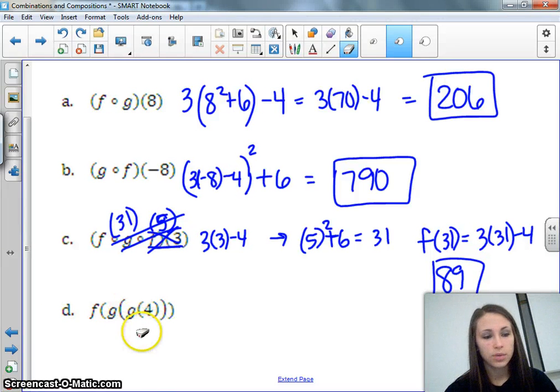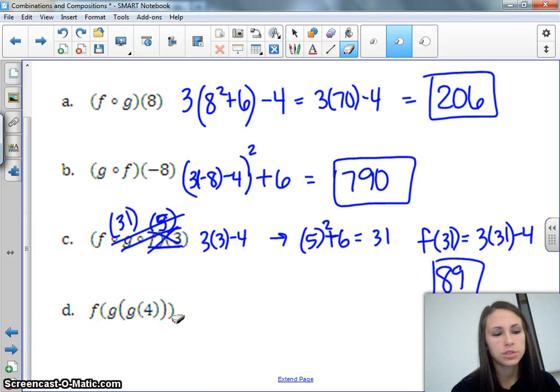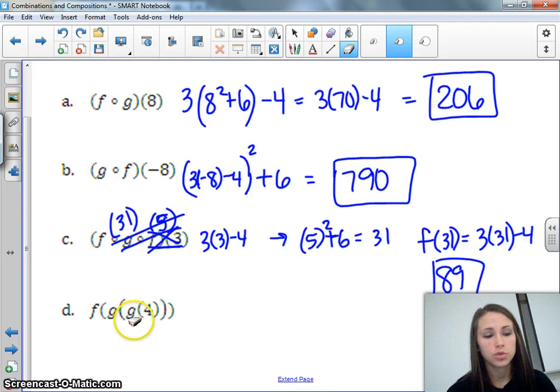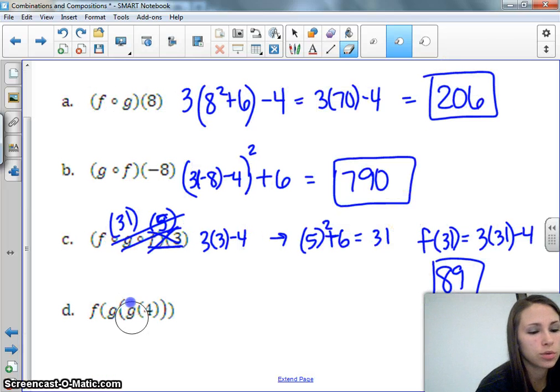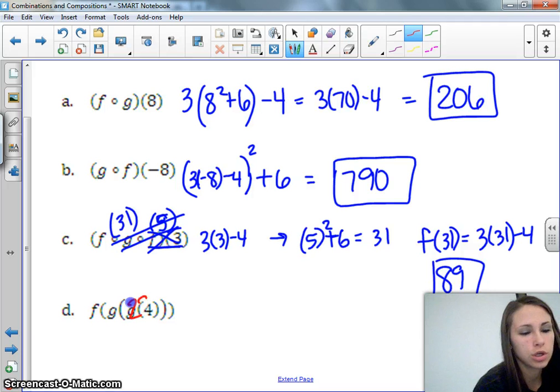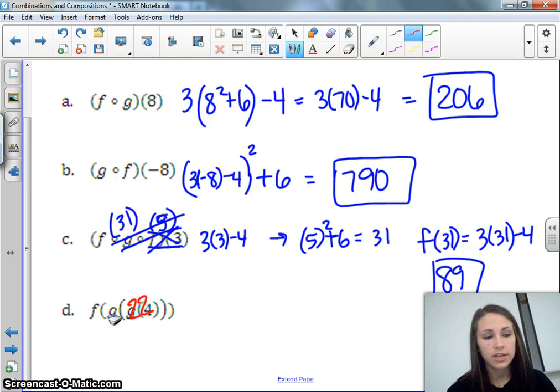Alright, so in our last video we ended on this one and I didn't get all the way through, so I'm going to go ahead and go through this one right quick and show you how that one's done. I'm going to start on the inside and do g of 4. And so g of 4 would be 4 squared, which is 16, plus 6, which is 22. So really this whole thing right here is just 22. So now I'm finding g of 22.